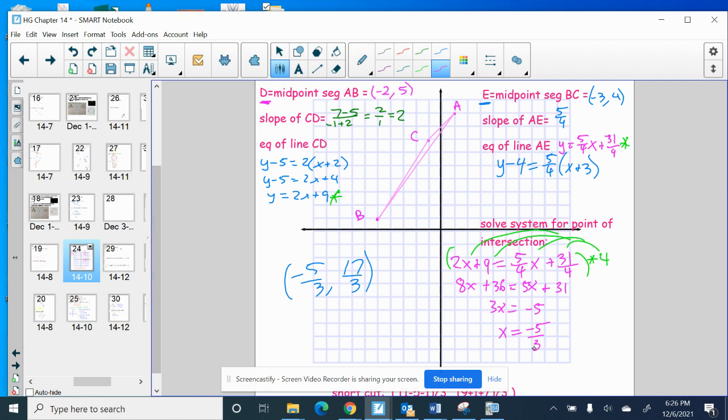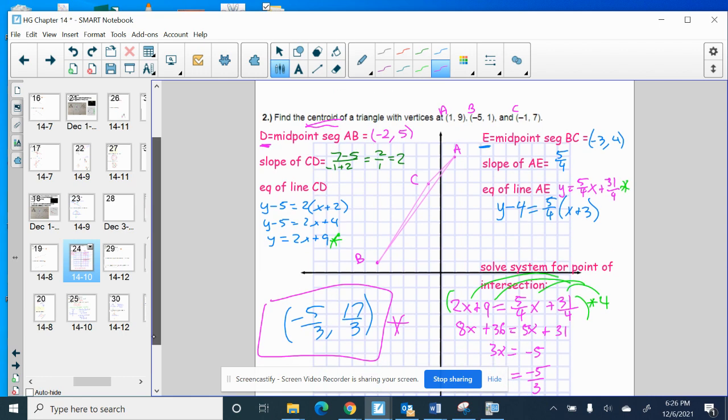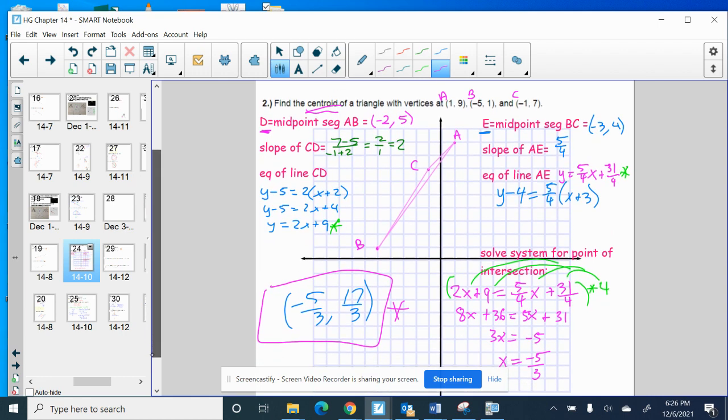And taking that, subbing it back in to either of the 2 equations, maybe this one because it doesn't have the fractions, and solve for y, and you get the point -5/3, 17/3, and that is the point of concurrency for the medians, called the centroid.